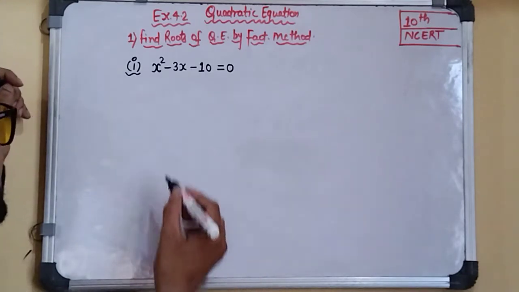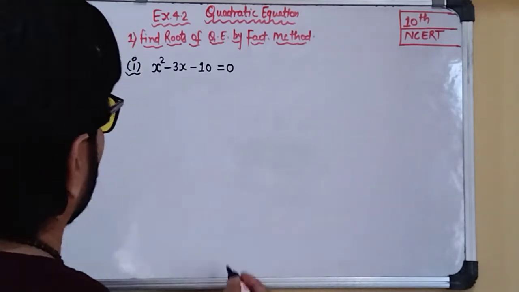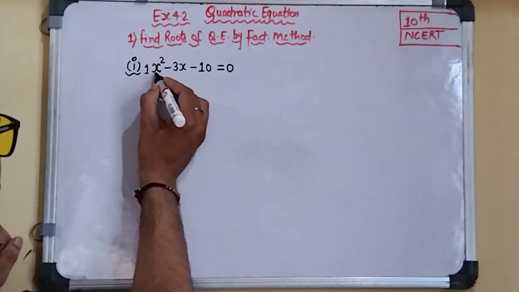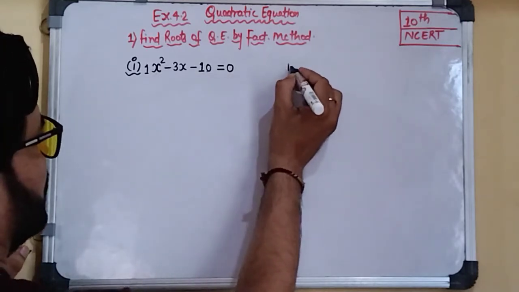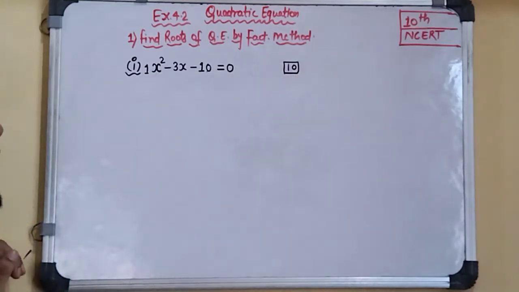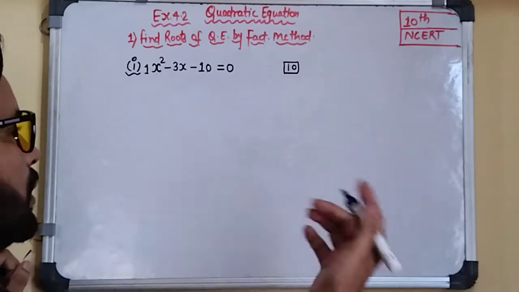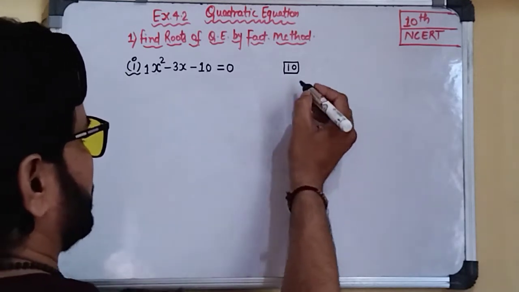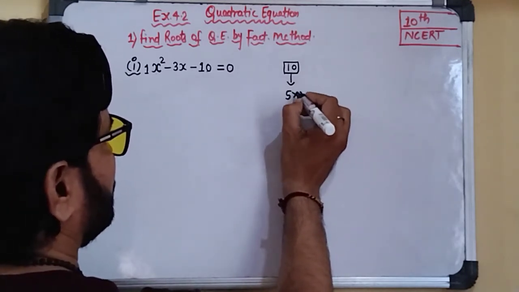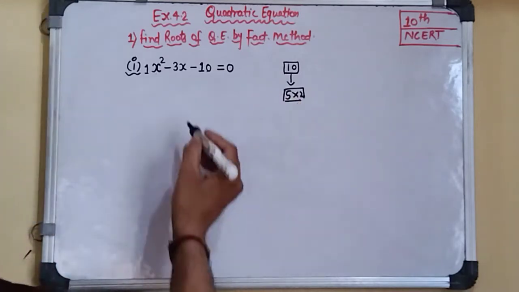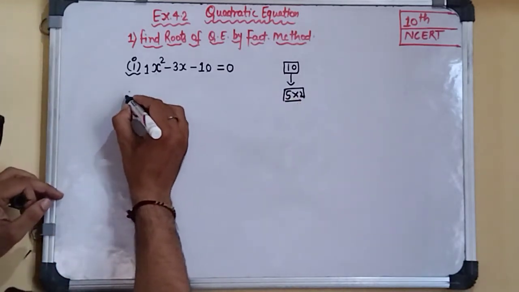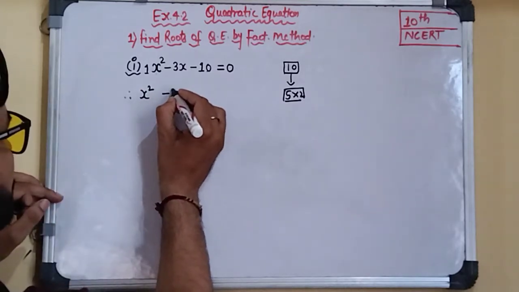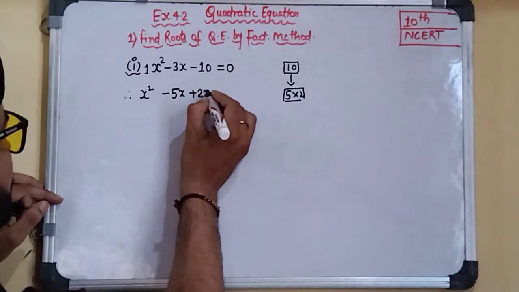The first sum is x square minus 3x minus 10. First of all, we have to multiply 10 into 1. Here the coefficient of x square is 1, so 10 ones are 10, so we get 10. And we have to take factors so that we get 3, either by adding or subtracting. So 5 twos are 10, and 5 minus 2 is equal to 3. Therefore, we can split 3x as minus 5x plus 2x.